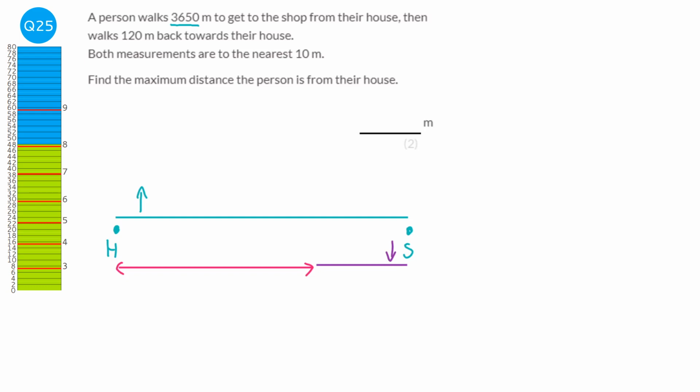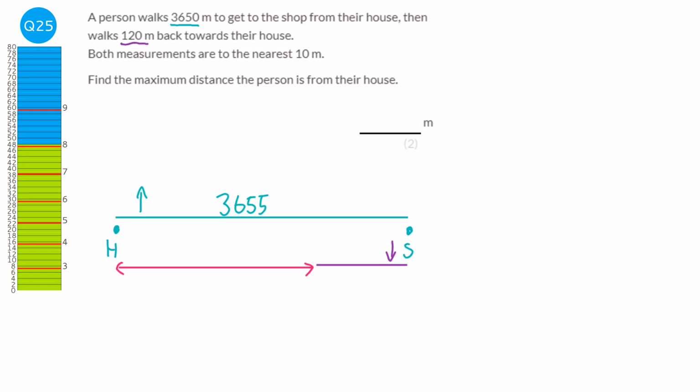And a trick you can do to find out what the upper bound is going to be is just half the accuracy. So 10 meters to the nearest 10, half of that would be 5. And then just add that on. So that's going to be 3,655. That's the upper limit. We want to minimize this distance, which is 120.